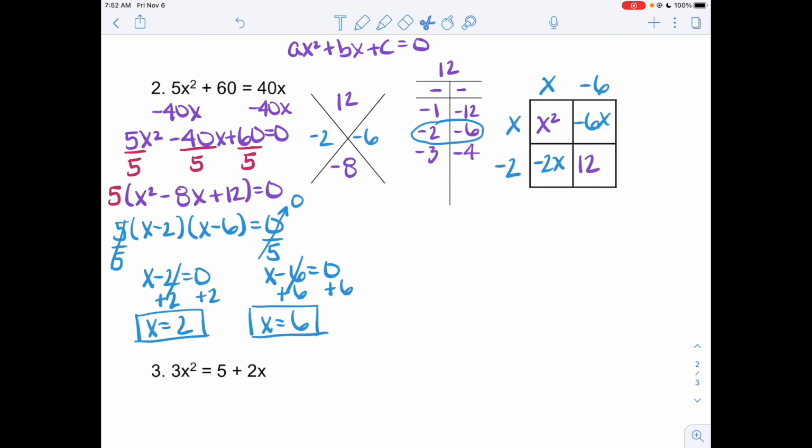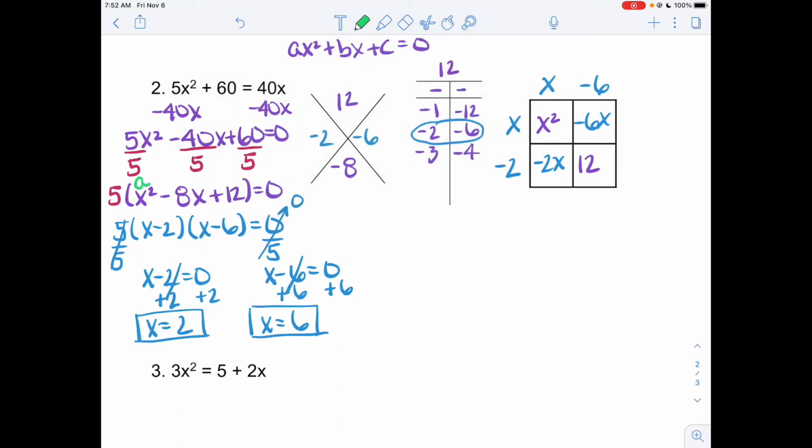I notice that I have a greatest common factor, a GCF of 5, so I'm going to divide that out of each of these terms to pull it out to the front, leaving me with x squared minus 8x plus 12 is equal to 0. From here, I can go ahead and set up my x puzzle.